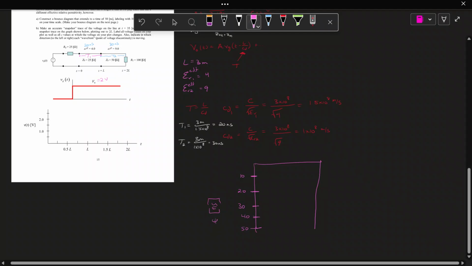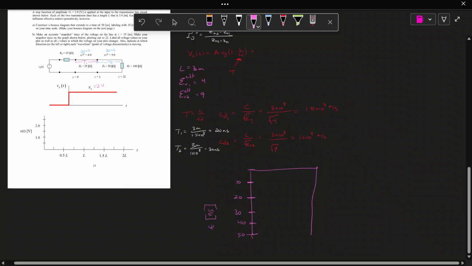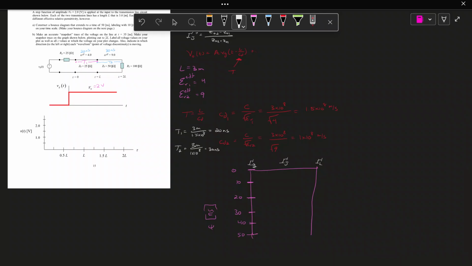Okay, time in nanoseconds here. And now we know it starts at 0, of course. What else do we need to know of this bounce diagram? Well, we need to know the reflection coefficients at the source and the load, and also the reflection coefficient at the junction. The reason for this is the characteristic impedances are not matched. If they're not matched, we have reflections, so we need to know the coefficient of reflection.